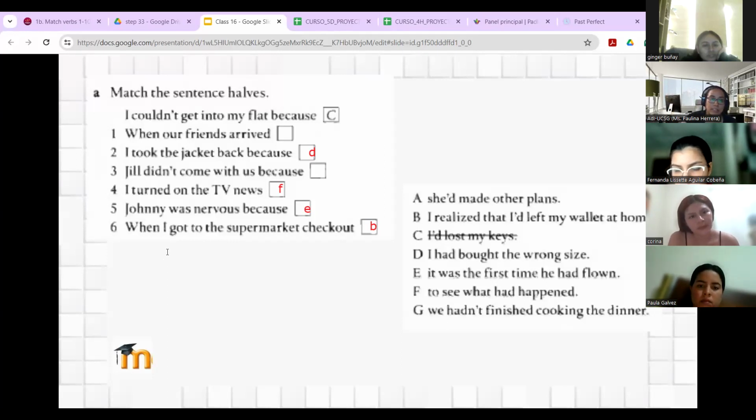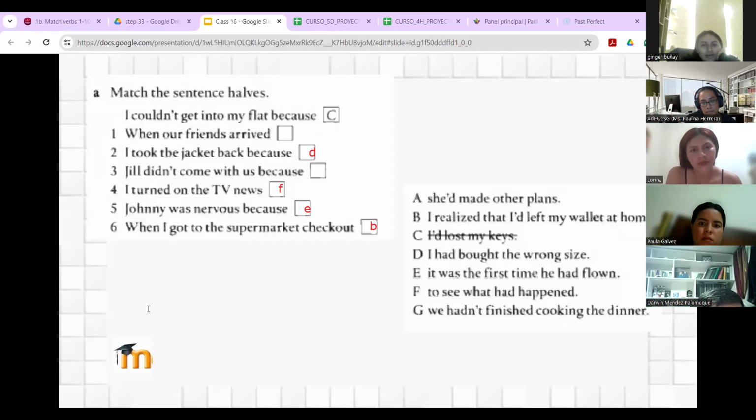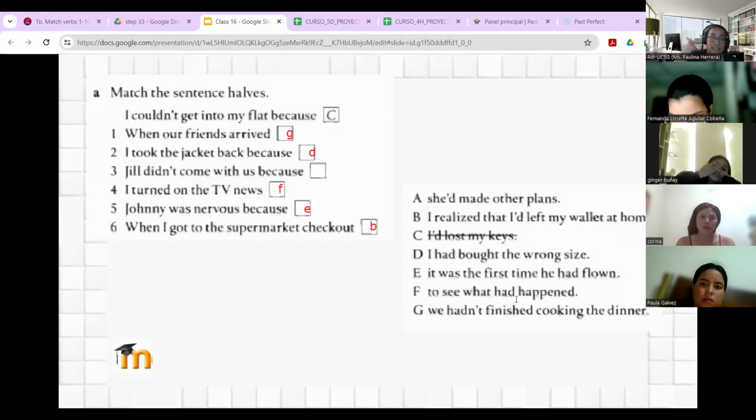Yeah, Paula. When our friends arrived, we hadn't finished cooking the dinner. Okay, that's letter G. So what happened? First, the friends arrived, and we were still cooking. So we hadn't finished. Yeah, it's negative. Can you see the difference right here? It's like something that wasn't completed before the other activity.